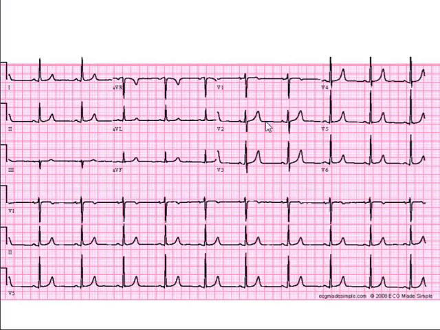Here we need to examine for the presence of abnormal Q waves. You can see on this ECG that there are no abnormal Q waves, and the R wave progression from lead V1 to V3 is normal, and thus there is no evidence of infarction.